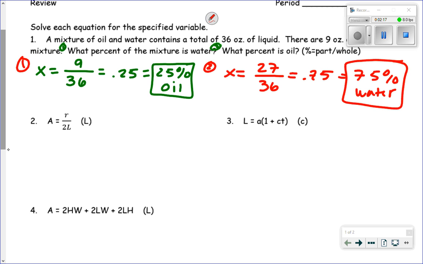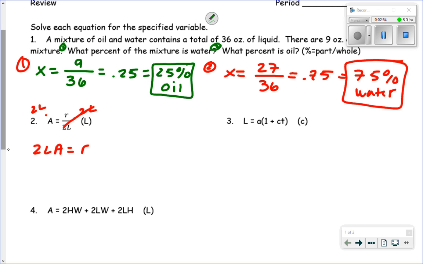Okay, number 2, it says A equals R over 2L. We are solving for L. So remember that L in parentheses represents the letter that we're solving for. Right now we've got a fraction. We can't work with fractions when we're solving for a specific variable. So I need to multiply both sides by the denominator. So I'm going to multiply both sides by 2L. So right now I've got 2LA equals R. I could write the 2 and the L and the A all together because it represents multiplication. There doesn't need to be an addition or a subtraction sign or anything like that.